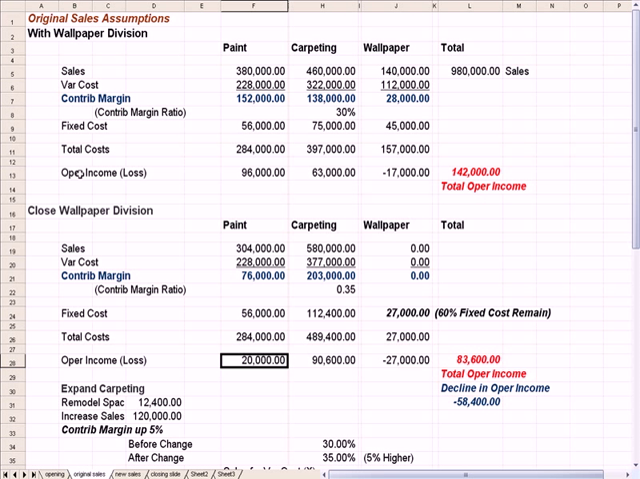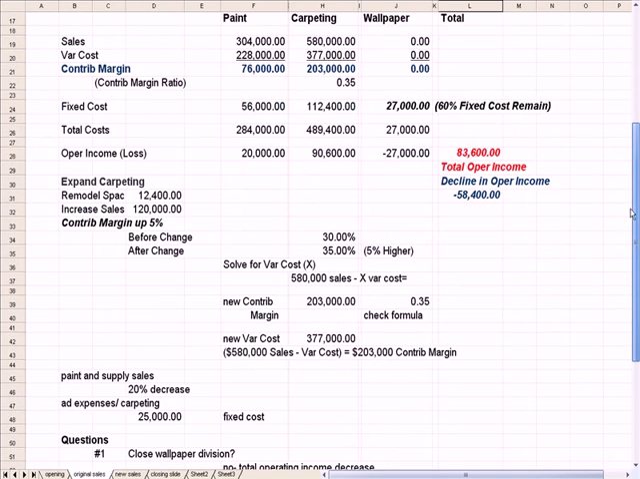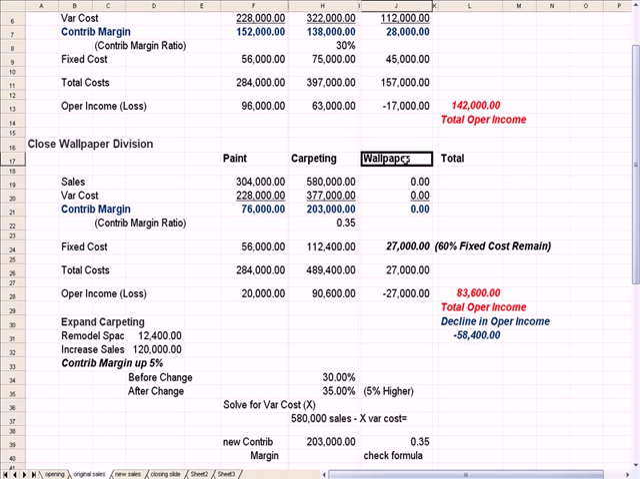So the bottom line is, if we keep the wallpaper division open and we add up the profit of all three divisions, we have $142,000 profit. If we close wallpaper, make the fixed cost changes and the sales increase to carpeting, and absorb the paint decrease in sales, and if we add up the numbers along the bottom, we see that operating income goes down, so we actually have a decline in operating income of $58,400.